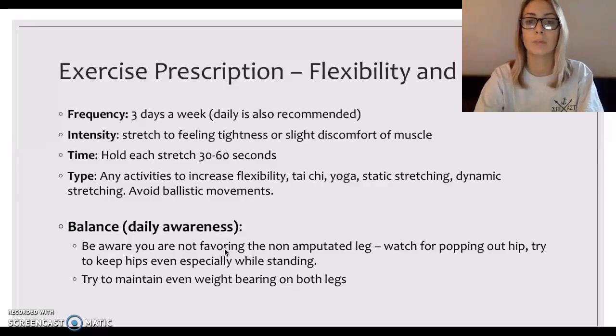For his balance, it should be more of a daily awareness. He should be aware that he is not favoring his non-amputated leg, should watch out for popping out of his hip, and try to keep his hips even, especially while standing. He should also try to maintain even weight bearing for both legs.